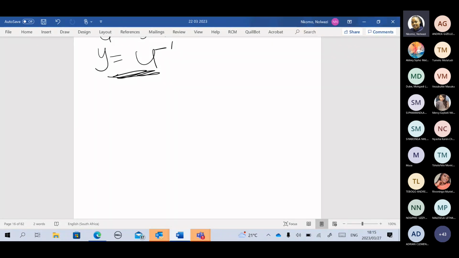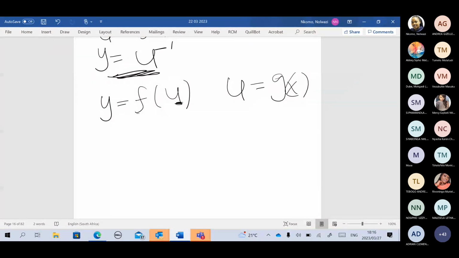Suppose you have y equals f of u, or you have u, okay, maybe u is equal to g of x, right? Okay, you see, this is the inner function and this is the outer function, right? Meaning the inner function was u, whereby u is equal to g of x, like here.